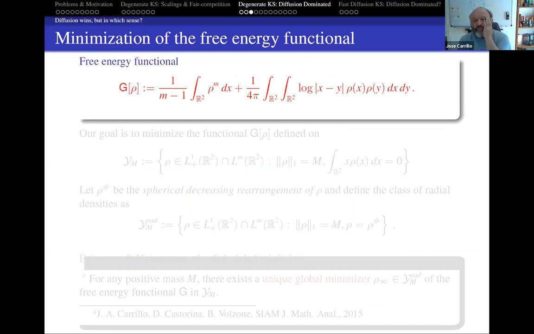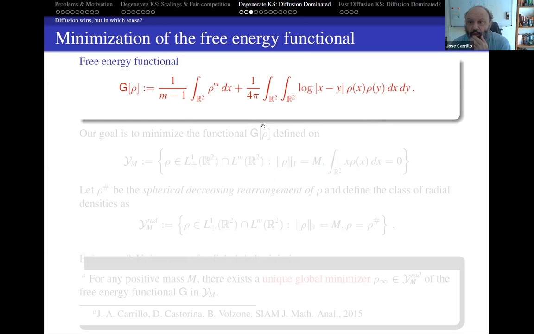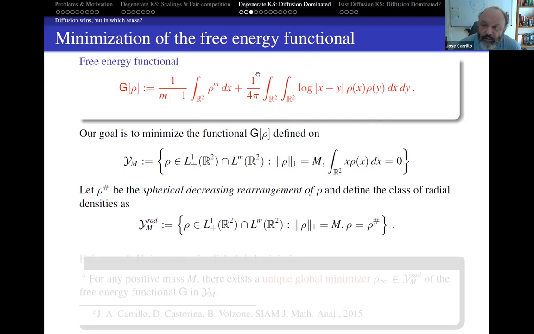So the first thing that we did some years ago was to look first, in this particular case, at the free energy functional and to show that we had the good candidate for this kind of steady state. So the global minimizer of this free energy functional. Well, the first thing is that due to rearrangement inequalities, we know that the Newtonian potential energy is decreased by taking decreasing rearrangements. So this means that when you minimize this kind of functional, for a minimizing sequence you can reduce yourself to a minimizing sequence that is composed of radially decreasing densities, because of that fact, since this doesn't change and this decreases by radially decreasing rearrangement.